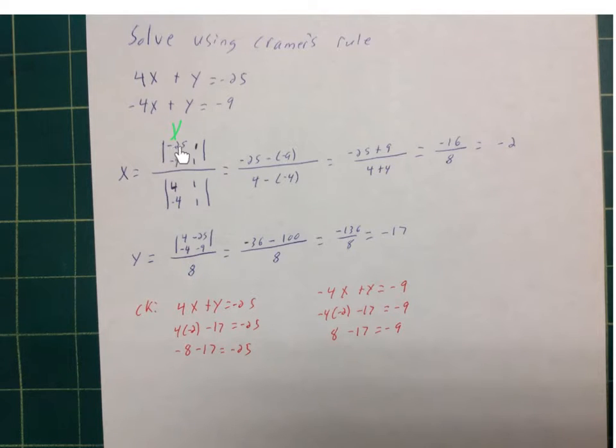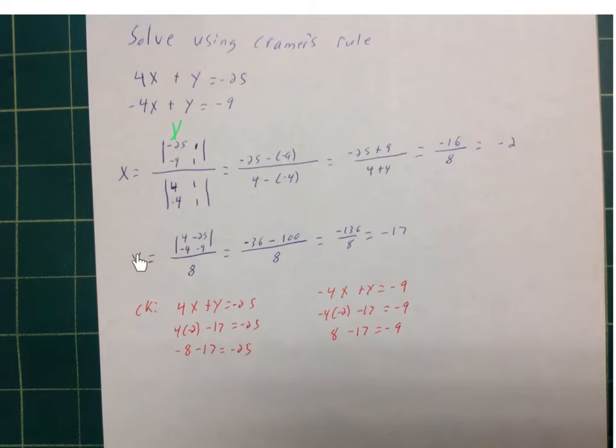The numerator, you multiply this diagonal, that's negative 25, minus the product of this diagonal, which is negative 9. Negative 25 minus, that's a 9, sorry. Minus a negative 9 would be negative 25 plus 9, that's negative 16 over 8, that's a negative 2.